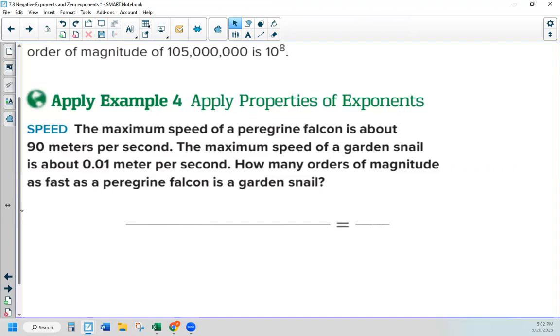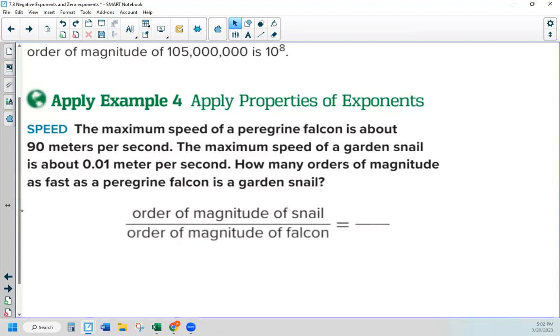So if you read this last sentence a little bit slower, how many orders of magnitude as fast as a falcon is the snail? So we're pretty much saying, the snail is this much compared to the falcon. That tells us to put the order of magnitude of the snail as the numerator, and then the falcon's magnitude in the denominator. So if you didn't get this far, pause it right now and write what numbers you think would go right here. All right.